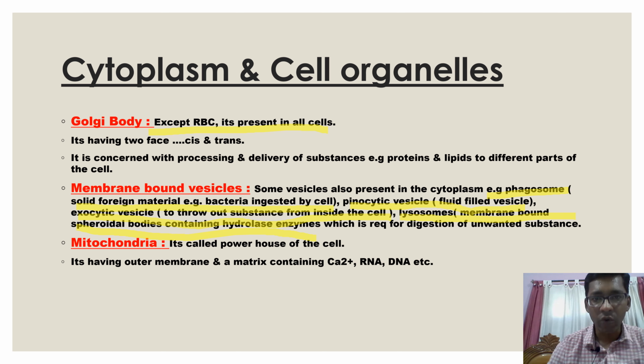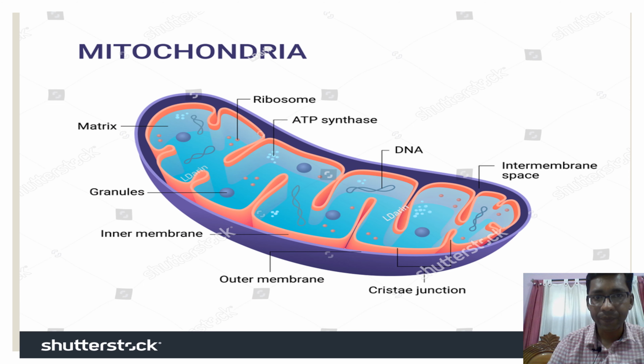Coming to the mitochondria, it is called the powerhouse of the cell. Why powerhouse? Because by metabolism, ATP, adenosine triphosphate, is synthesized in the mitochondria. In the next slide, we will also see what ATP is. It has an outer membrane and a matrix containing calcium, RNA and DNA.